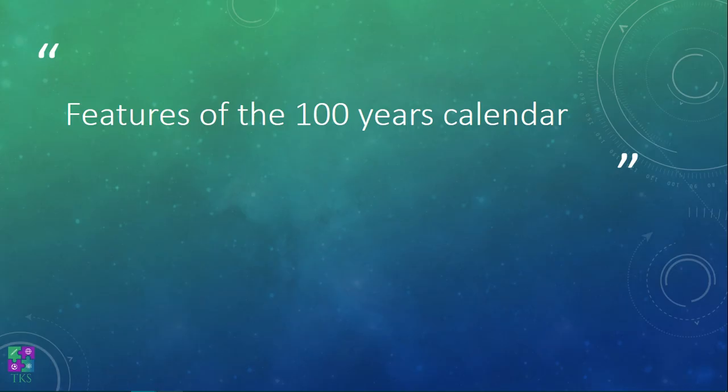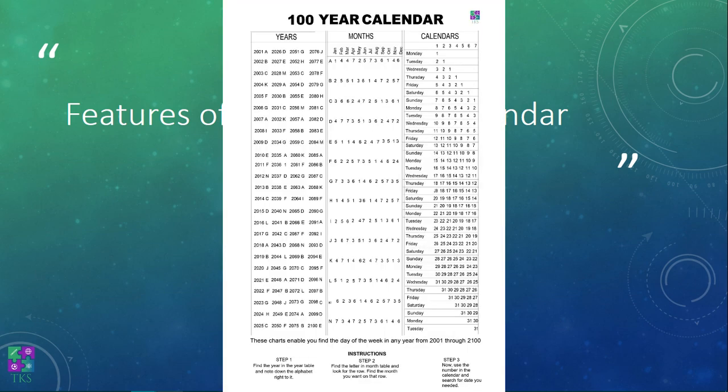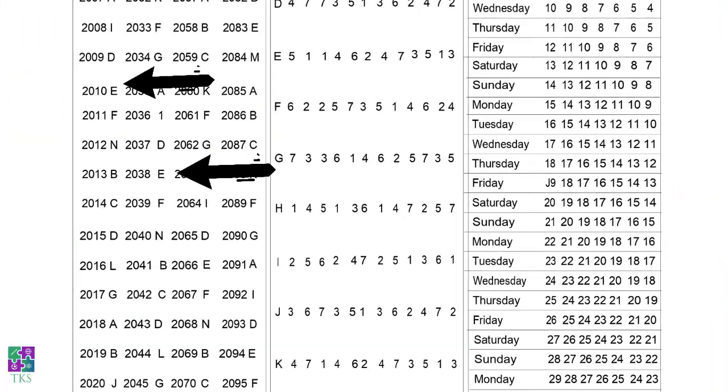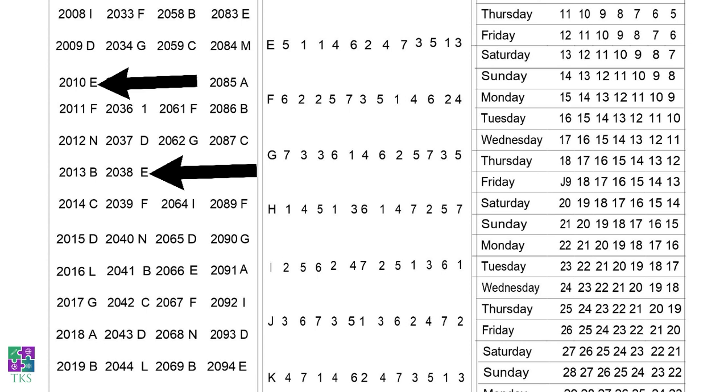There are some features of this 100 year calendar. You will find some years with the same letters. That means those calendars are the same. But the festivals will not match because they fall at different times. But birthdays will remain the same.